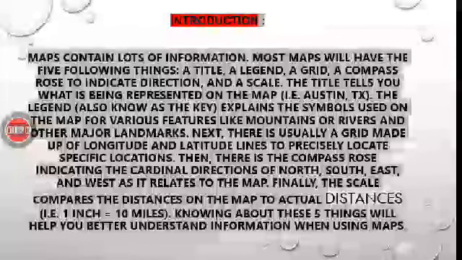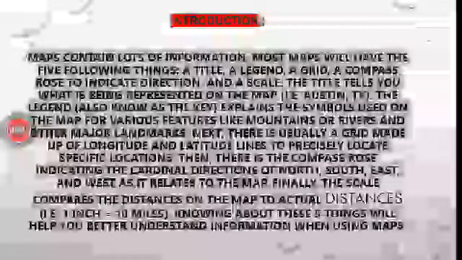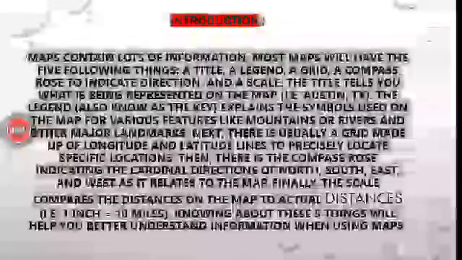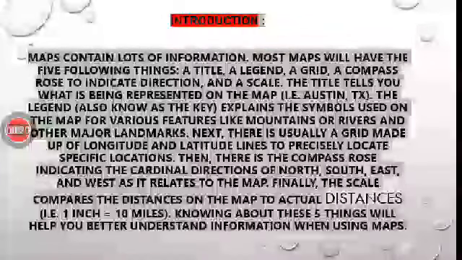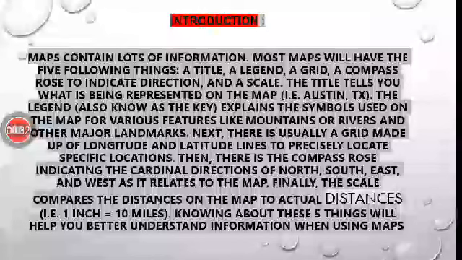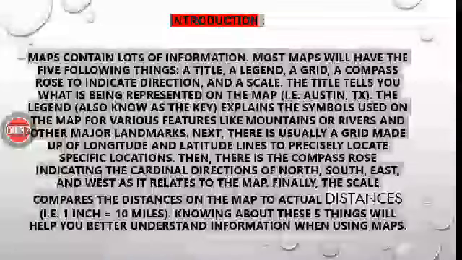Introduction. Maps contain lots of information. Most maps will have the five following things: the title, a legend, a grid, a compass rose to indicate direction, and a scale. The title tells us what is being represented on the map.